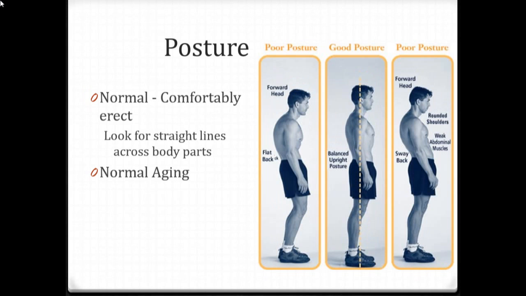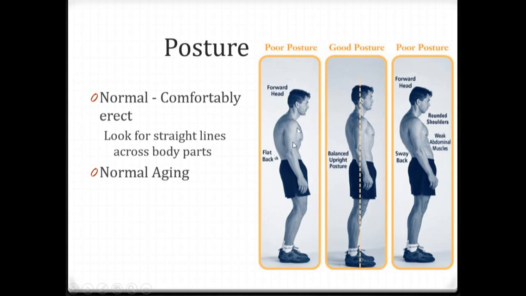Okay, their posture. So here's a picture. Normal is going to be comfortably erect, and that's what we'll call it. So we're looking for straight lines. We're looking across the body parts. So see this middle one here? It goes straight down.